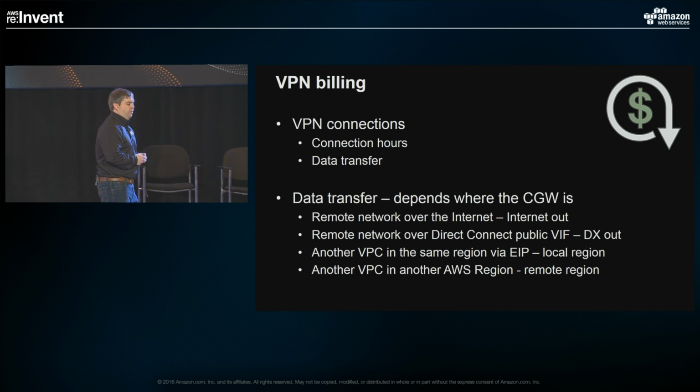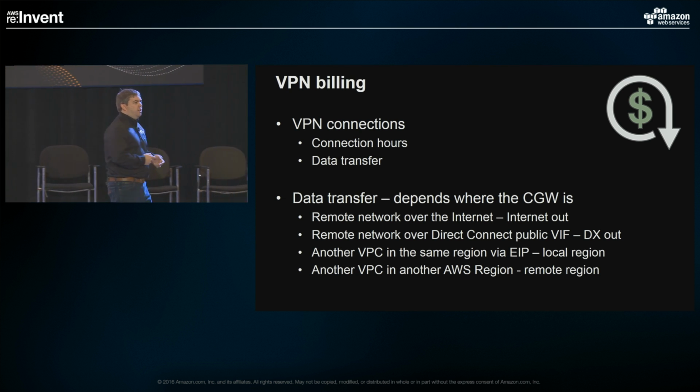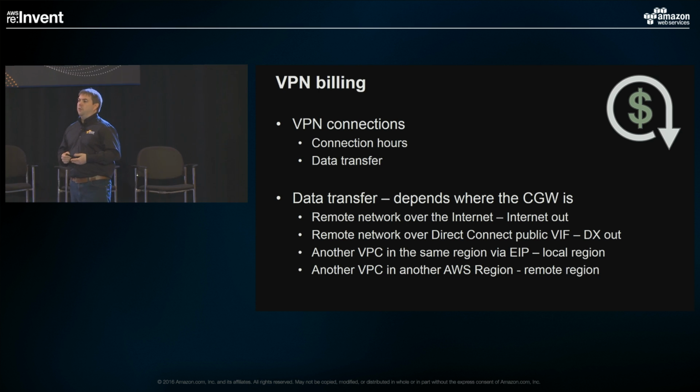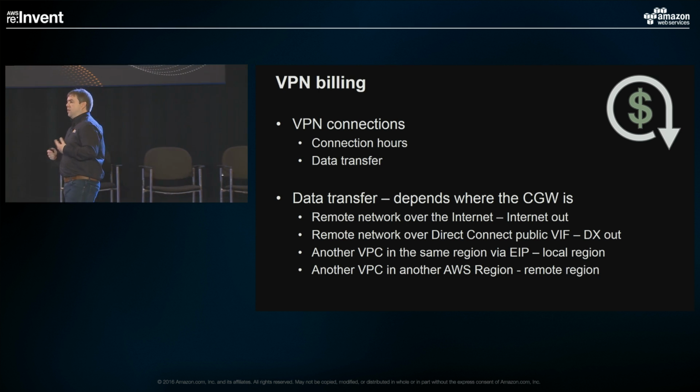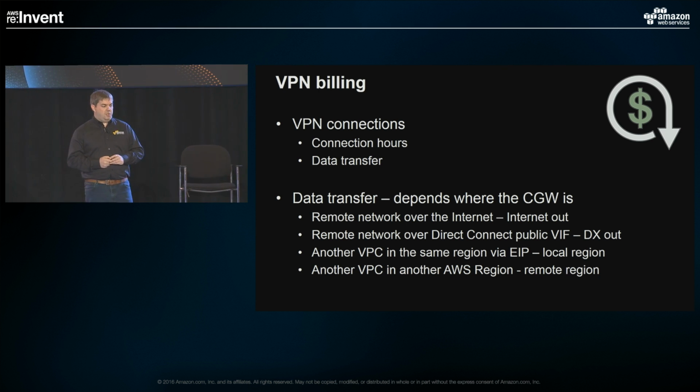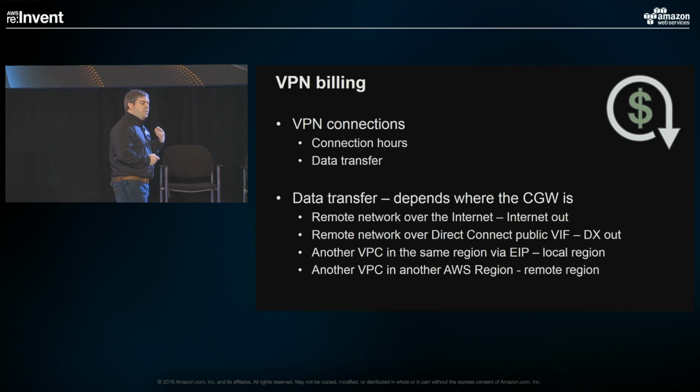So how does billing work on VPN connections? Well, as I mentioned earlier, you pay for the connection hours of your VPN connection. So once that VPN is configured, you're then going to receive an hourly charge for it. The other dimension that we have is that you pay for data transfer over that VPN connection.